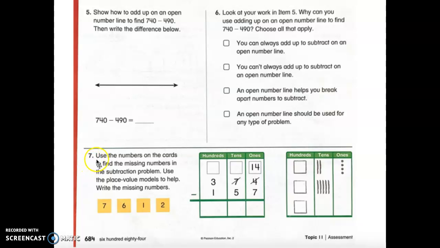And number 7, use the numbers on the cards to find the missing numbers in the subtraction problem. Use the place value models to help. Write the missing numbers. Okay, so they showed you here already that you have to regroup. So after you cross one of these out, how many are going to be left? You're going to take one of these cards and you're going to move that here. And then after that, you're going to draw 10 more ones.